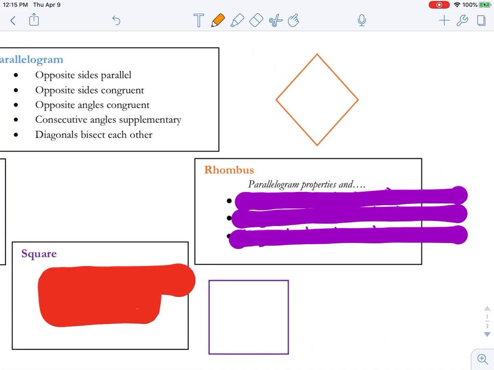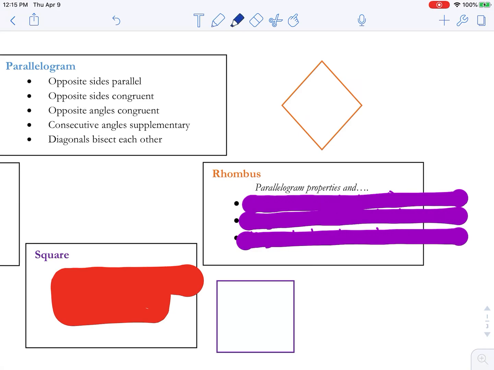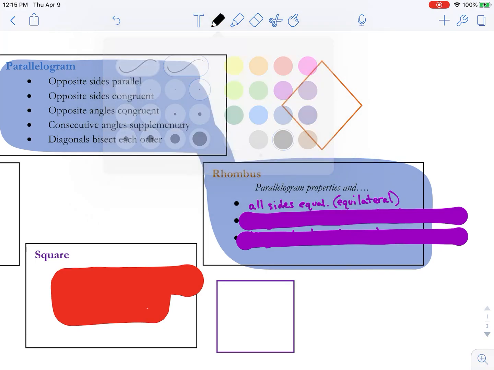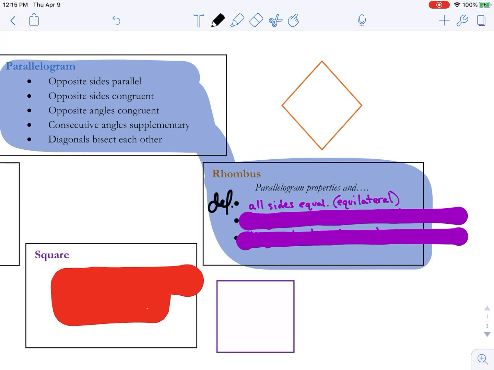So looking at rhombus, again, remember, all 5 of these rules are also true for rhombus. They're not separated. They're actually just part of it. So a rhombus has those 5 facts and 3 more. It's got all sides equal, which is the definition. Let me write that in black. That's the definition of a rhombus, is that all sides are equal. It's equilateral. Then it's got some side benefits.